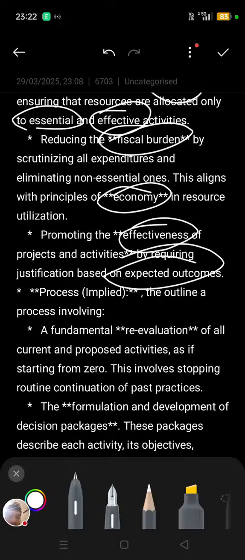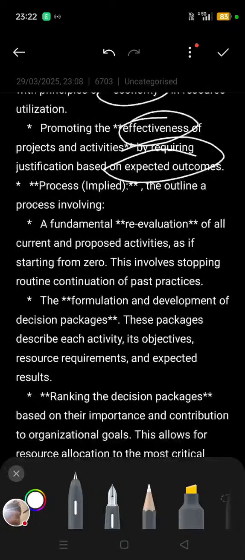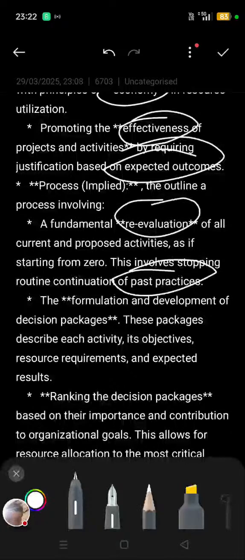The process outlines a few steps involved. The first is fundamental re-evaluation of all current and proposed activities as if starting from zero. This involves stopping routine continuation of past practices. Then the formation and development of decision packages.